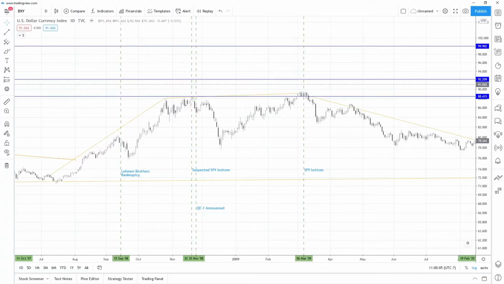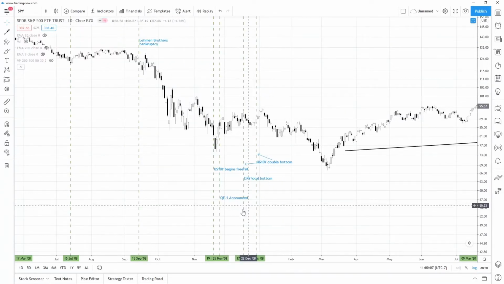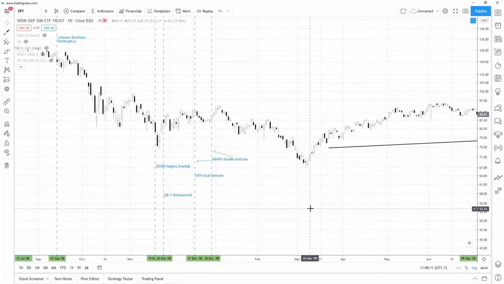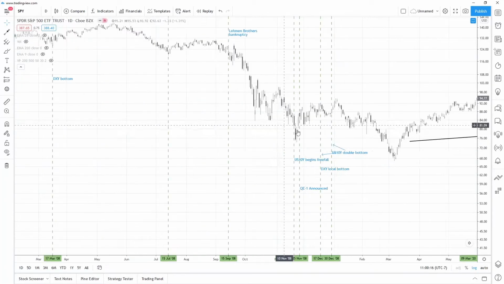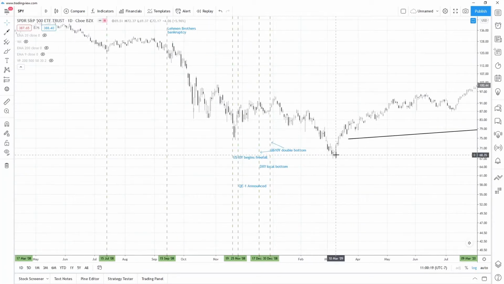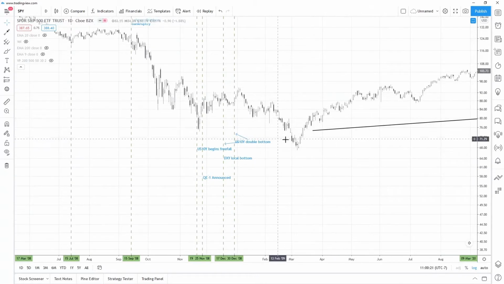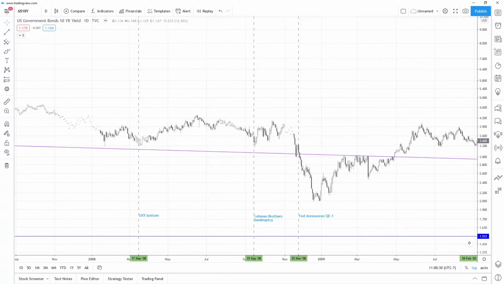On the SPY, basically the SPY rebounded for a little bit and then it dropped a bit more. So this wasn't the absolute bottom of the market back here, but it was pretty close. They were successful in turning the market around.